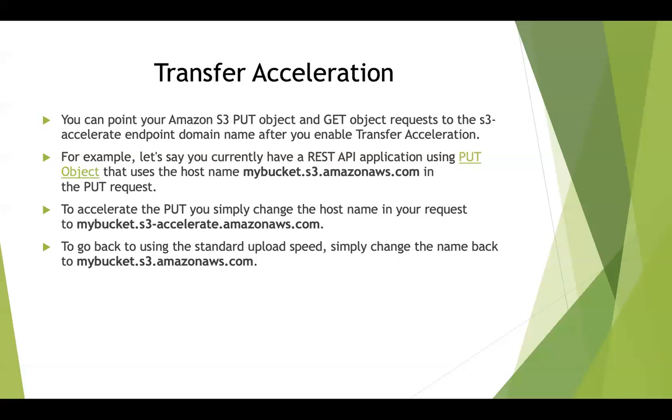But to accelerate your put request, you can simply change your host name in the request to mybucket.s3-accelerate.amazonaws.com. All you need to do is change the host name for your object to be uploaded to the nearest edge location, and then over an optimized network path, it will be uploaded to the destination S3 bucket. To go back to the standard upload speed, you can simply change your host name back to yourbucketname.s3.amazonaws.com. So this is how you use transfer acceleration when you work with your applications.